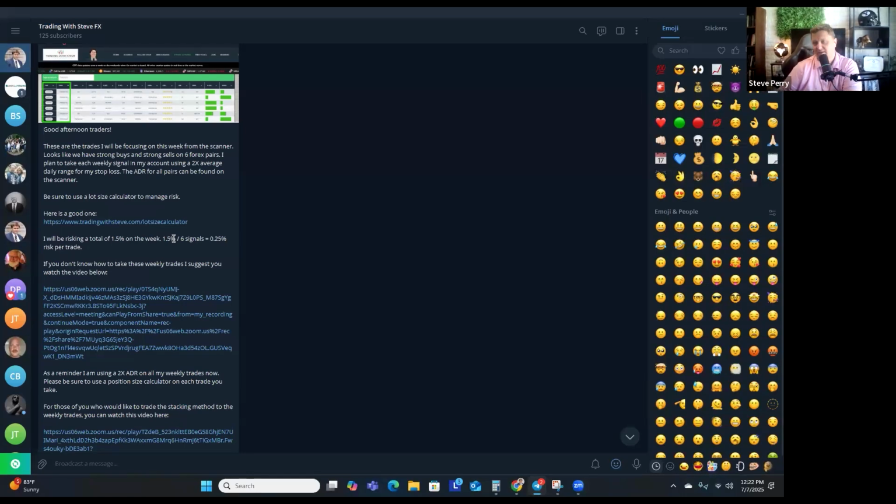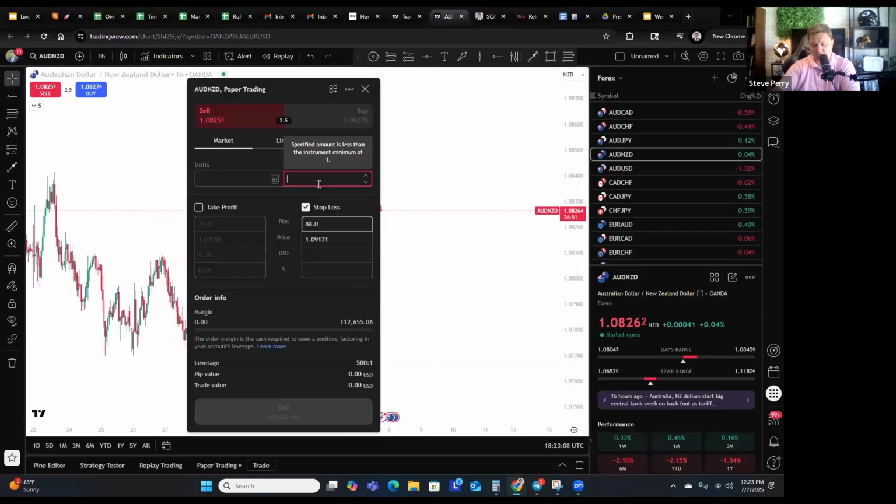Some weeks you might only get like 5 or 6 signals, which is a lower amount. And if that's all we get off the scanner, then you may want to risk a little bit more money per trade, so it equates to a total of 1.5%. So what we've been doing is just taking 1.5% and dividing by the number of signals. This last week we had 6 trades. So if you take 1.5 divided by 6, it equates to 0.25%. So that's what you'd put in as your risk: 0.25.